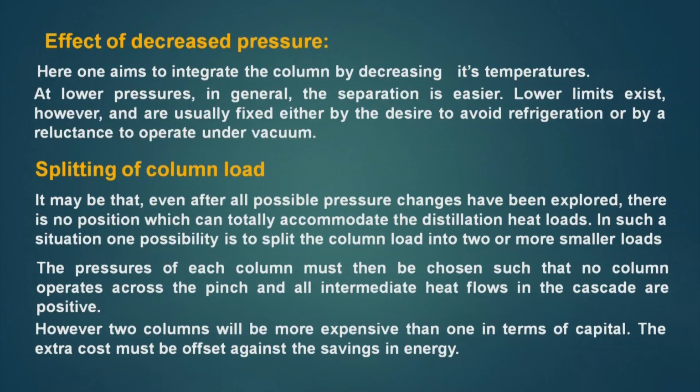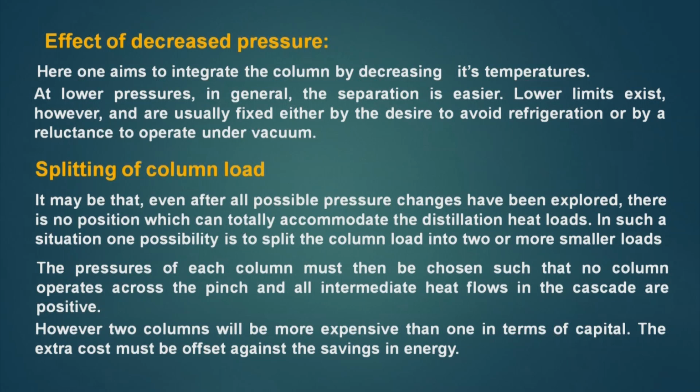It may be that even after all possible pressure changes have been explored, there is no position which can totally accommodate the distillation heat load. In such a situation, one possibility is to split the column load into two or more small loads. The pressure of each column must then be chosen such that no column operates across the pinch, and all intermediate heat flows in the cascade are positive. These two conditions we have to meet.